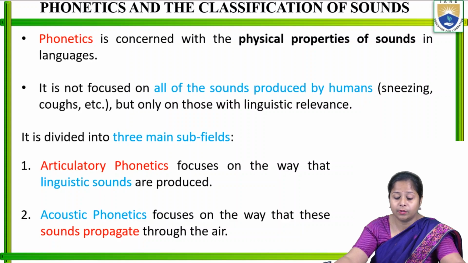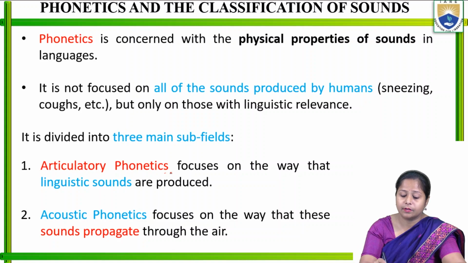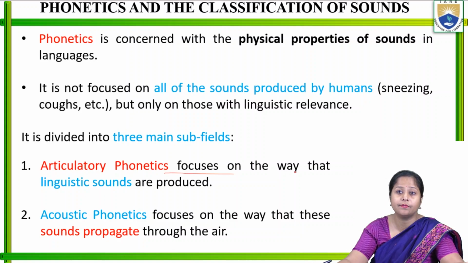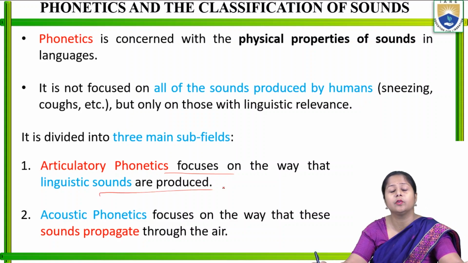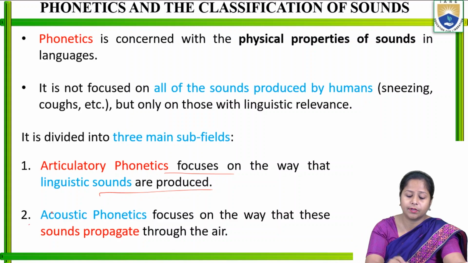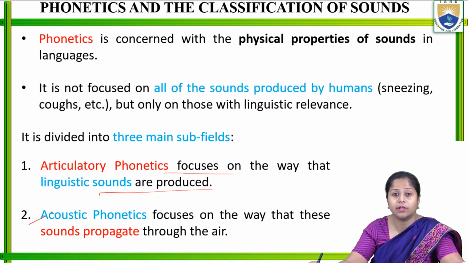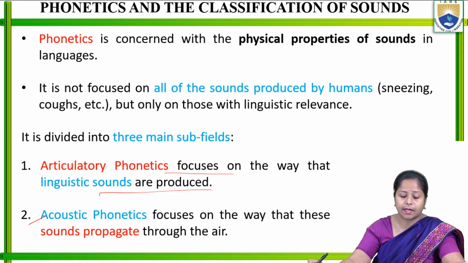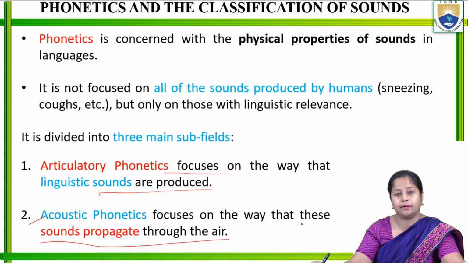Now it will be divided into three main subfields. The first field is articulatory phonetics. This type of phonetics is focused on the way that linguistic sounds are produced. How are they produced? That is called articulatory phonetics. The other kind of phonetics is acoustic phonetics. What does it mean? It focuses on the way that these sounds propagate through the air, how they propagate from one place to another. That is the way the sound travels in the air.